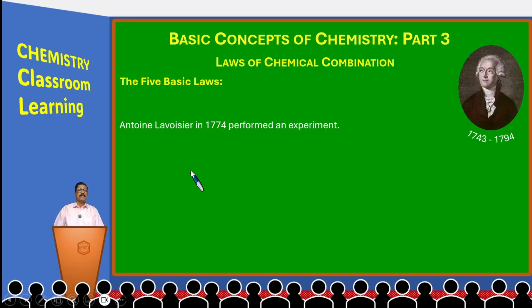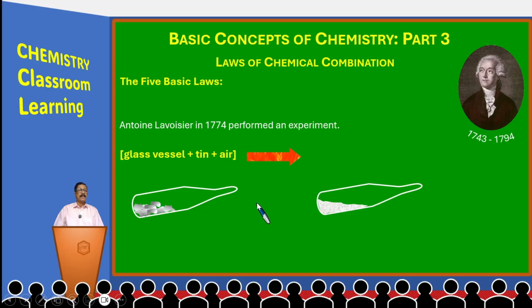He took some tin pieces in a stout glass tube and fused the end of the tube, enclosing some air in it. Then he weighed the glass tube with its contents and found the total mass. Then he strongly heated the tube. The tin pieces turned into a dull white powder. At that time, it was called tin calx, meaning calcined tin. We now know that it is nothing but tin oxide.